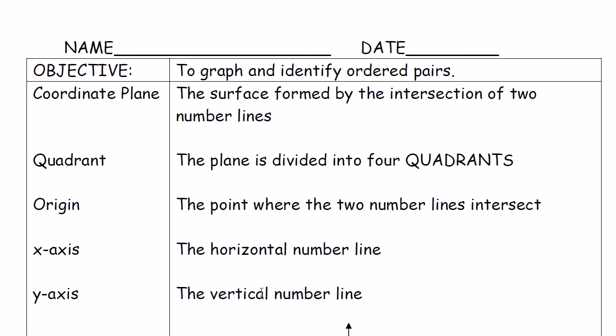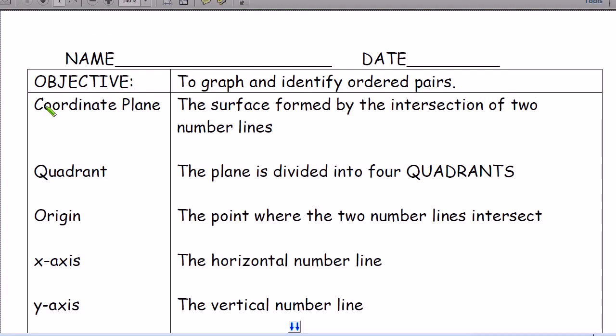Okay, in this video we're going to talk about how to graph in the coordinate plane. Okay, so let's go over some vocabulary right quick. The coordinate plane, let's see if I got the right highlighter. Okay, the coordinate plane is the surface that is formed by the intersection of two number lines.